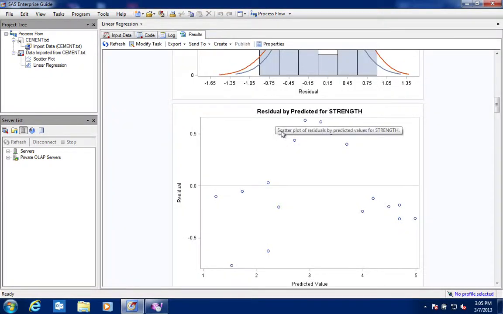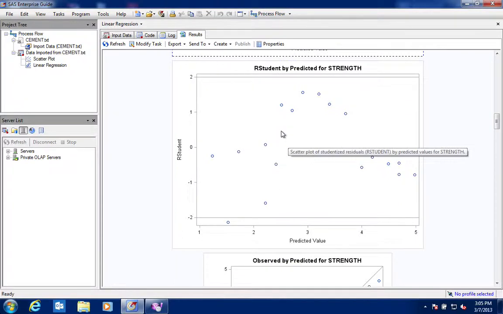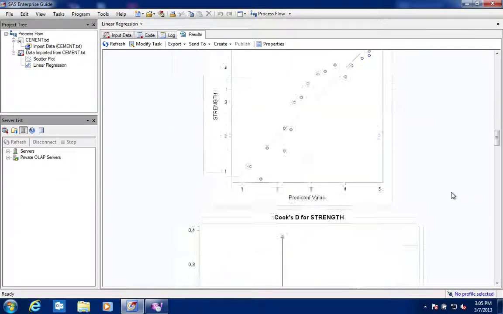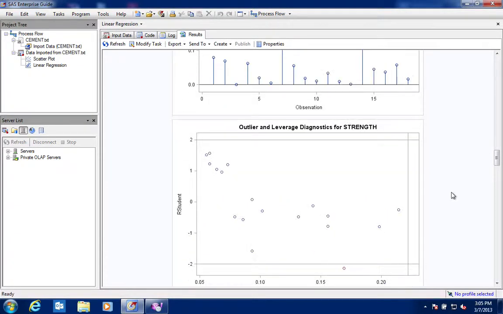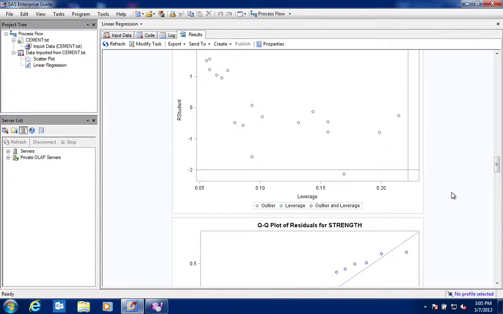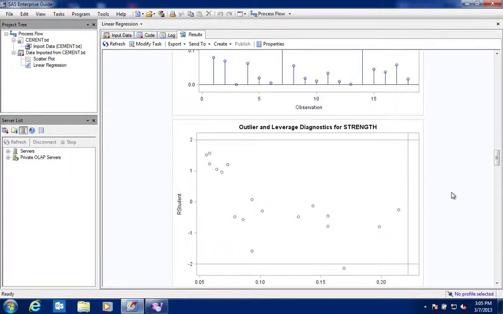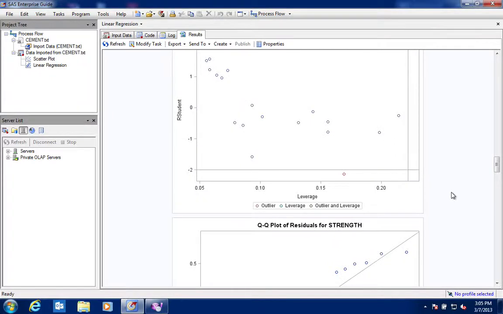So you have one outlier based on R student, right? This point. And you have, again, one outlier based on the Cook's distance, right? Influential point. This is an influential point. And that is exactly the same observation.